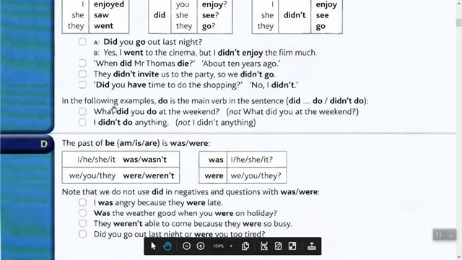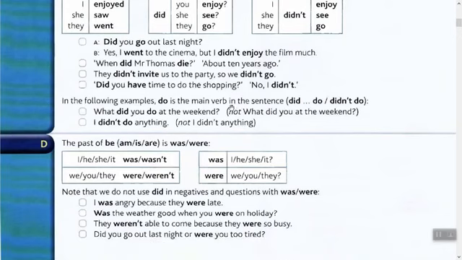And in the following examples, do is the main verb. Sometimes we use do as a main verb. What did you do? For example, what do you do, meaning what's your job? What did you do at the weekend? Because this verb is different from the auxiliary, here it is the main verb. I didn't do anything. You can't say I didn't anything.